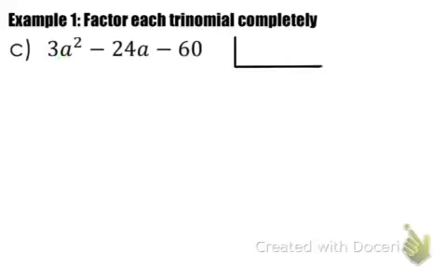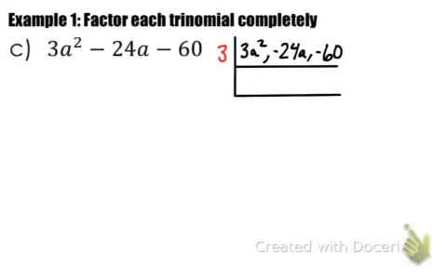So I'm going to draw my rectangular box and list all of my factors inside of this little area here. We have 3a squared, negative 24a, and negative 60. Looking at all three terms, it looks like we can divide each term by 3, so we're going to factor out the 3. When we factor out the 3, we're left with a squared minus 8a minus 20. Looking at all three terms again, what's left over has a greatest common factor of just 1.